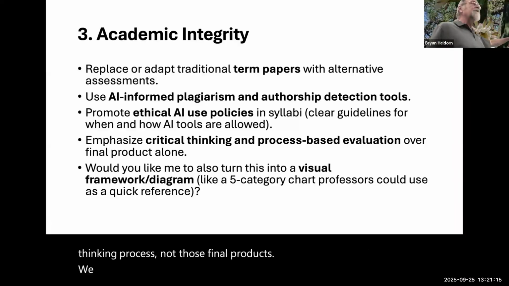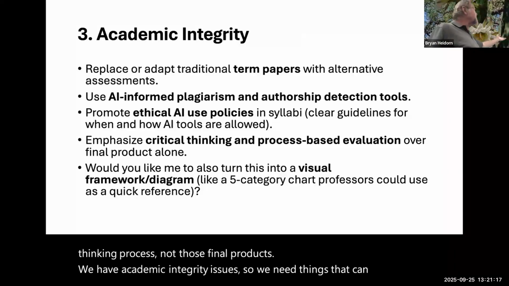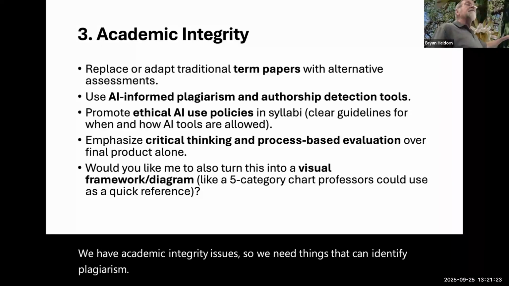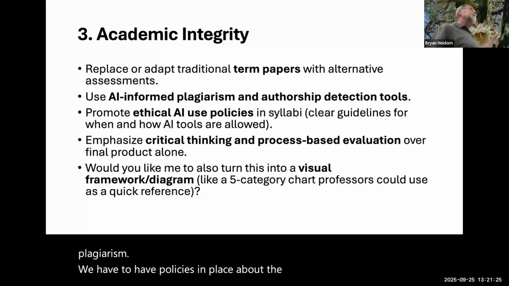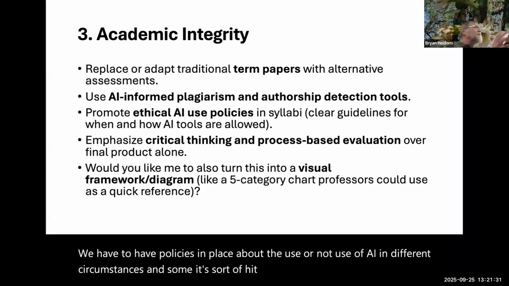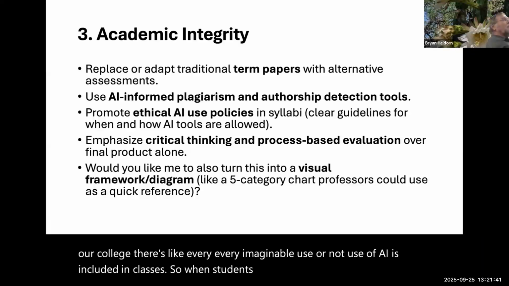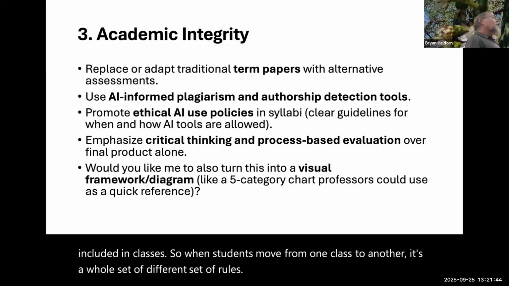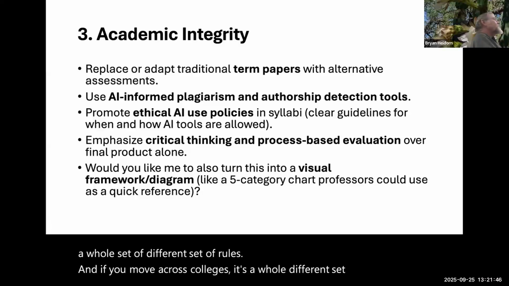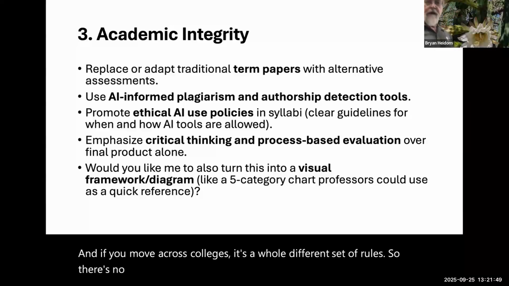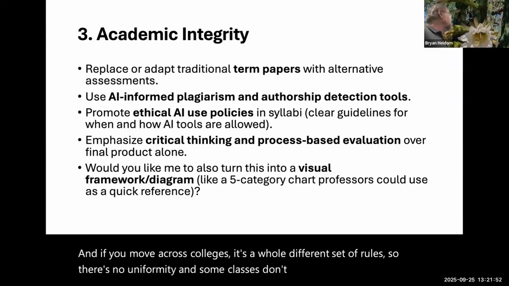We have academic integrity issues, so we need things that can identify plagiarism. We have to have policies in place about the use or not use of AI in different circumstances, and it's sort of hit and miss with individual instructors. In our college, there's like every imaginable use or not use of AI included in classes. So when students move from one class to another, it's a whole different set of rules. And if you move across colleges, it's a whole different set of rules. So there's no uniformity. And some classes haven't considered the issue at all.